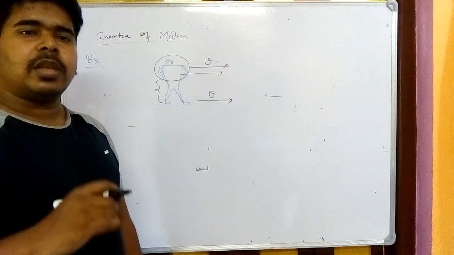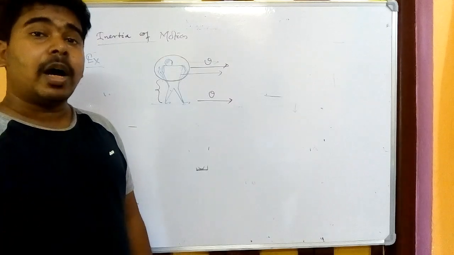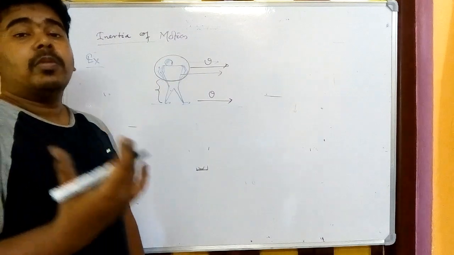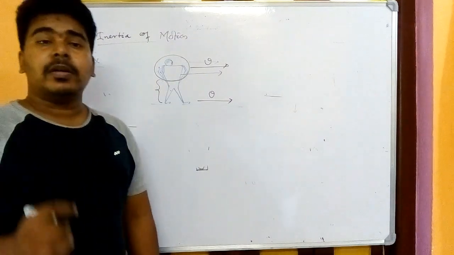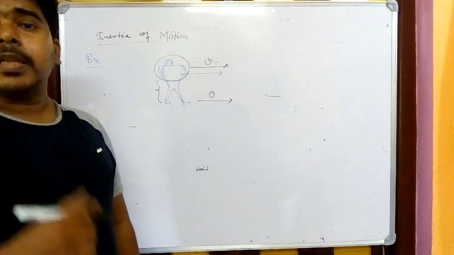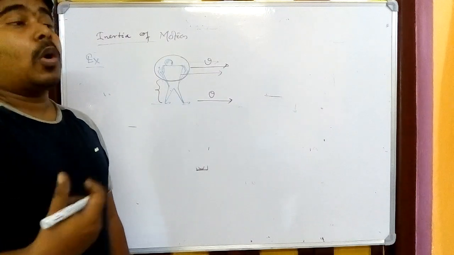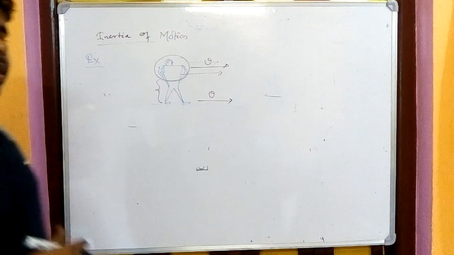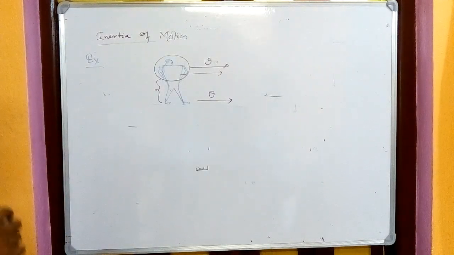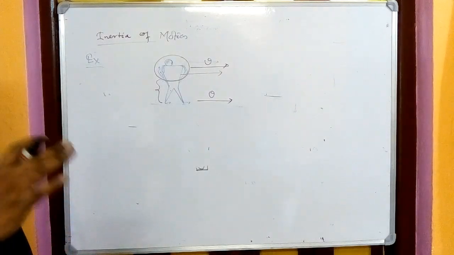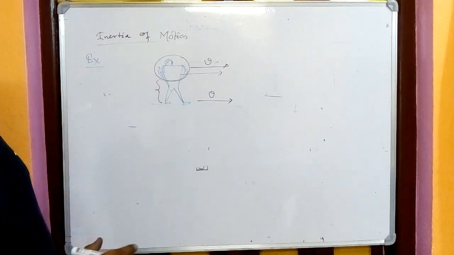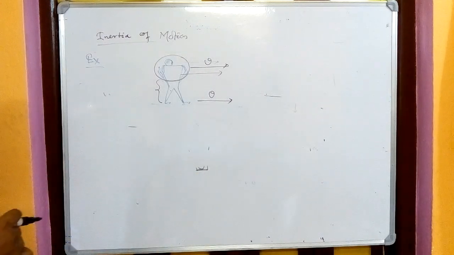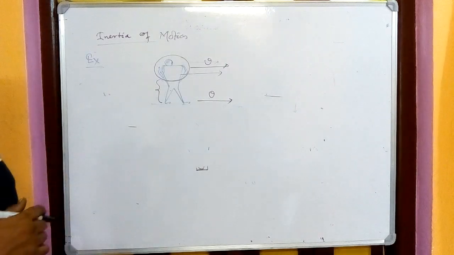But if the same thing you have done by running, then the speed of the ball will be more. That is same for javelin throw, that is same for long jump, that is same for high jump. That's why the athletes run before doing any sort of activities. This type of activities we have explained.